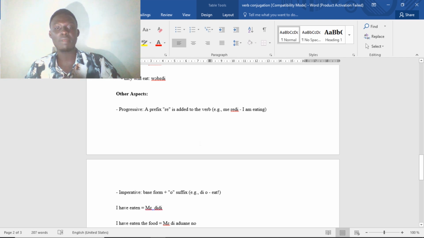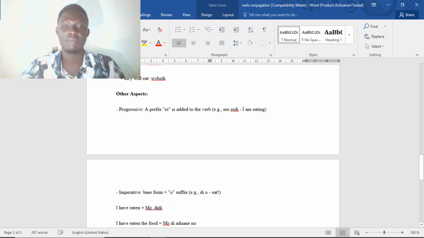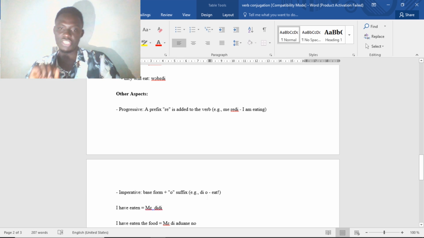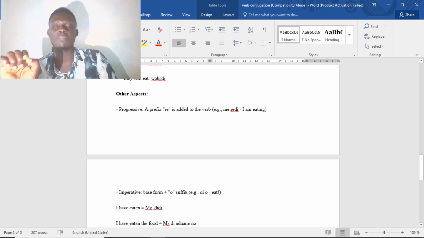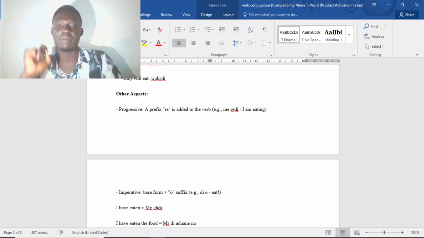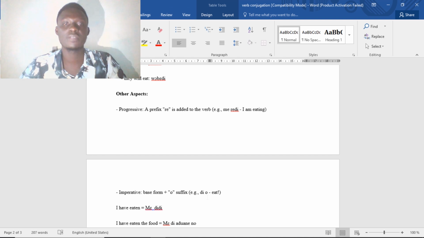Then in the imperative form, that is making a command or a suggestion, we add the suffix o to it. Due. That is the imperative form of the verb. You add o to it, making a suggestion, a command, imperative form, due. Let's also take note of this.